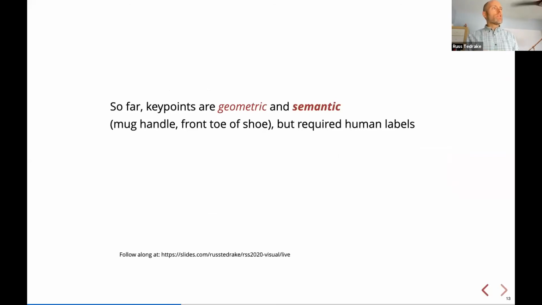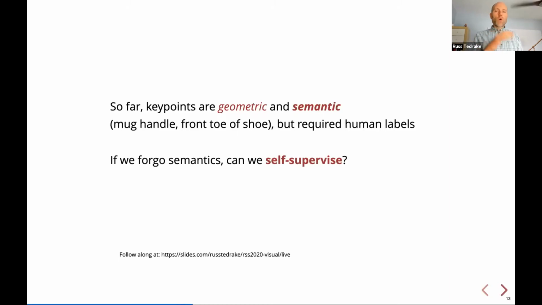Okay, so that's the initial idea. In that case, key points are geometric, of course, points in space, but we've also made them a semantic label for parts of the object. So the mug handle, the front toe of the shoe, these are the semantics of that object. In order to provide that, we required human labels, and we made an annotation tool that made that fast and easy, but still it was the human adding the semantics. If there are tasks where we don't need those semantics, and we just care about the geometry, maybe we can take the human out of the loop completely.